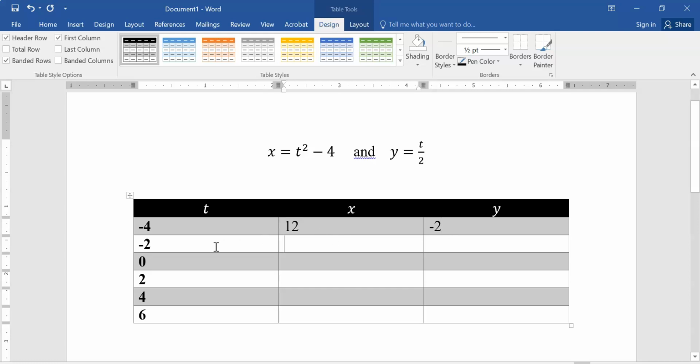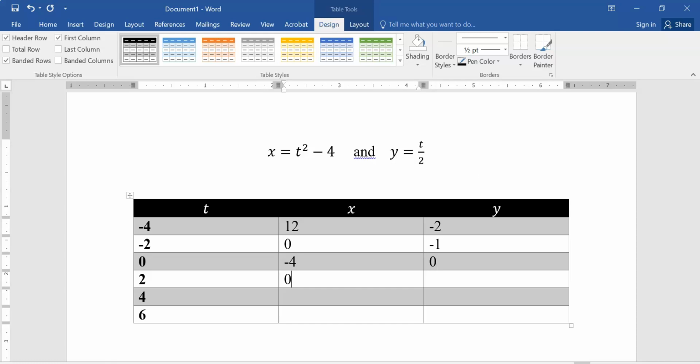When you plug in -2, I got x is 0, y is -1. If you plug in 0, you get -4 for your x. Hopefully you guys are okay with that. Plug in 0 here. 0 minus 4 is -4. Plug in 0 here. 0 divided by 2 is 0.